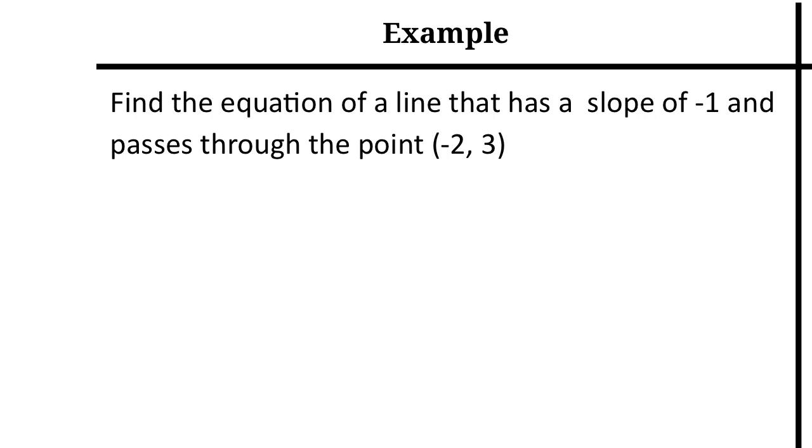We're going to find the equation of a line that has a slope of -1 and it passes through the point -2, 3. Remember that with a coordinate point, the first value represents an x value, and the second value in the point represents a y value. To begin, we're going to start by writing out the general equation for a linear relation, which is y equals mx plus b. The question already told us what the slope of this particular line is. It happens to be -1.